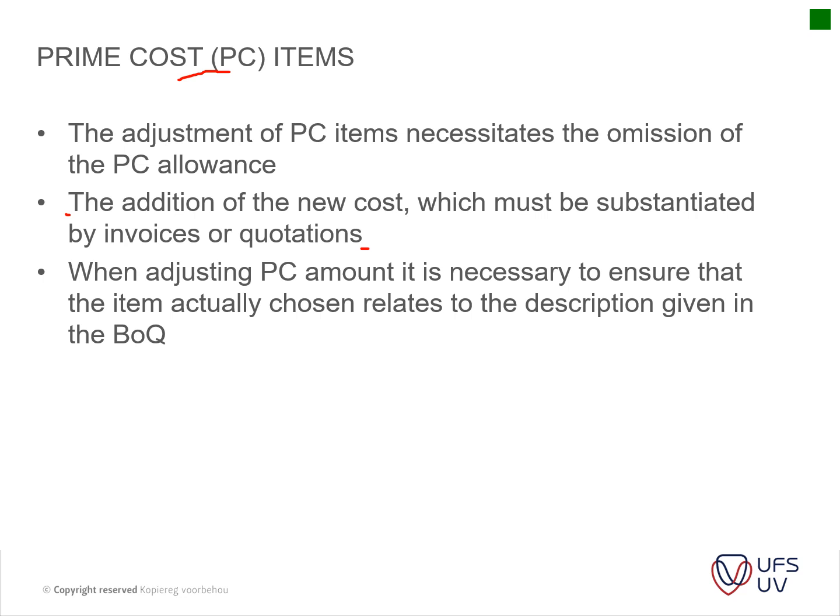So you get quotations for the actual item, and then the contractor just adds that percentage that he already indicated in his bill of quantities to that item. When adjusting the prime cost amount, it is necessary to ensure that the item actually chosen relates to the description given. So usually what we do is we get three quotations, because usually it's a design and install. For instance, your HVAC or your air conditioning.